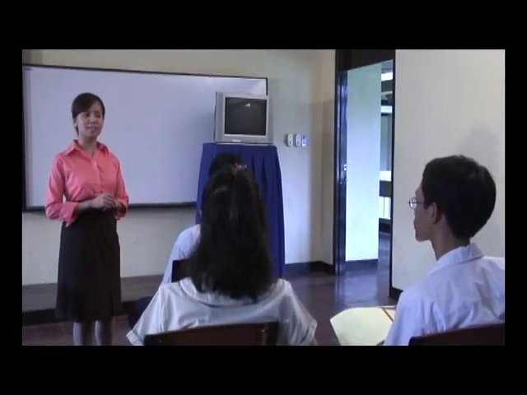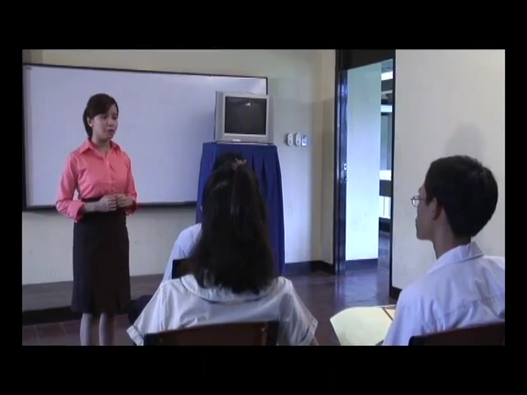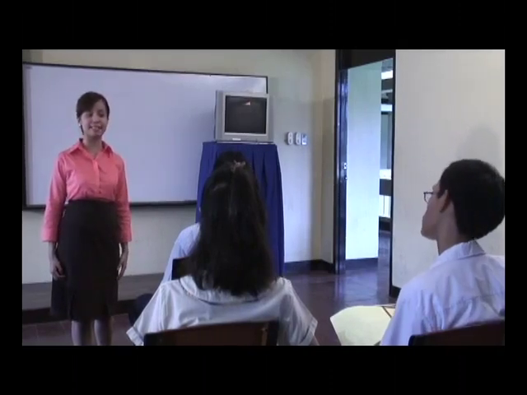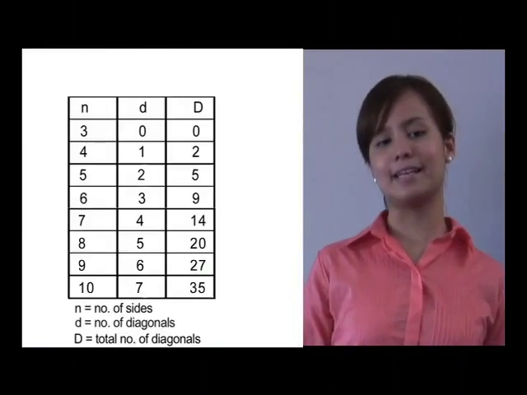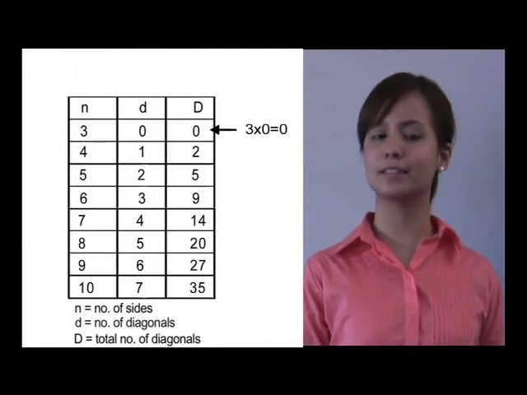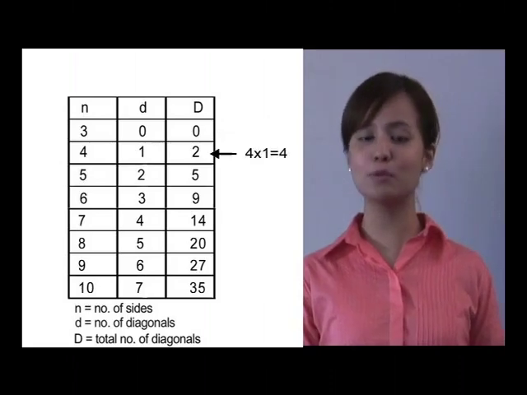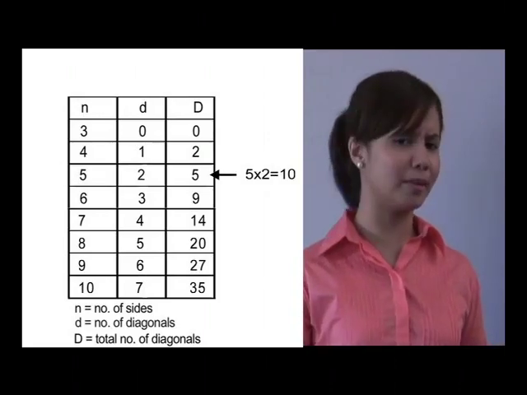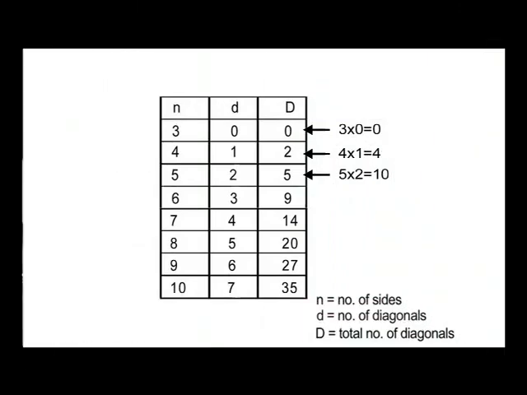We already know that there are n minus 3 diagonals that can be drawn from each vertex. Can't we just multiply this by the number of vertices? That makes sense. Let's check if your suggested method works. In our table, the number of vertices is in the first column, while the number of diagonals through each vertex is in the next. Okay, let's see. In the first row, we have 3 times 0 is equal to 0, which is correct. In the second row, we have 4 times 1 is equal to 4. But our third column says 2. It seems our formula is not correct.